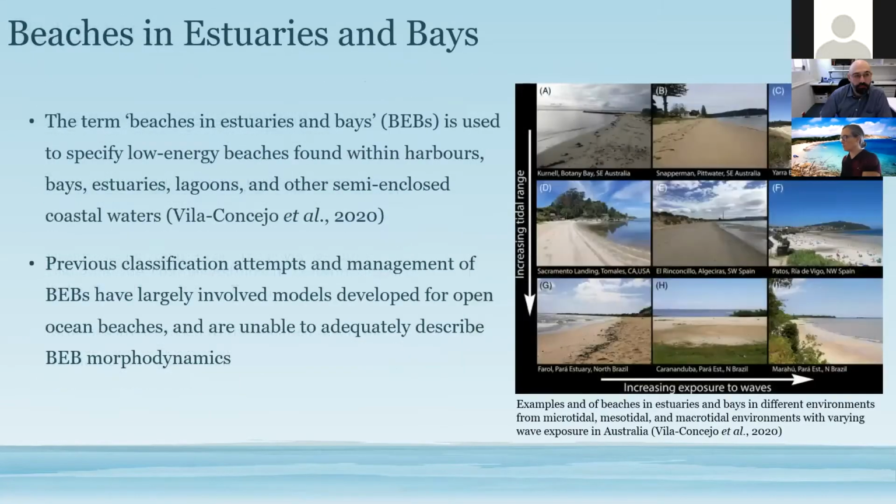So the term beaches and estuaries and bays, or BEBs, is used to specify local energy beaches found within harbours, bays, estuaries, lagoons, and other semi-enclosed coastal waters, and encompasses all beaches that are built or maintained within an estuary or a bay. Previous classification attempts and management of BEBs have largely involved models developed for open ocean beaches and are unable to adequately describe BEB morphodynamics. As you can see from the figure on the right, BEB morphology is highly variable and dependent on local geomorphology.